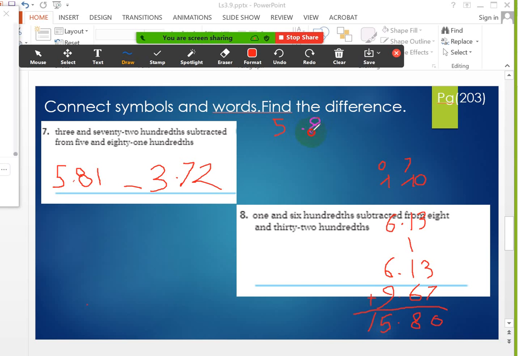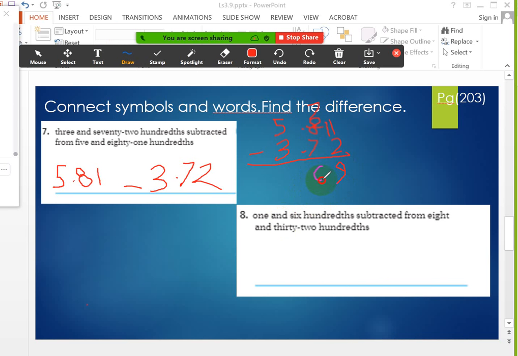5.81 minus 3.72. Let's find the subtraction with you, Emma. Yes, teacher. Yes, let's start. 1 minus 2. We can't, so we will take from the 8 and it will be 7. Very good. We will put this one beside the 1. It will be 11. Very good. 11 minus 2 equals what? 9. Very good. It will be 9.